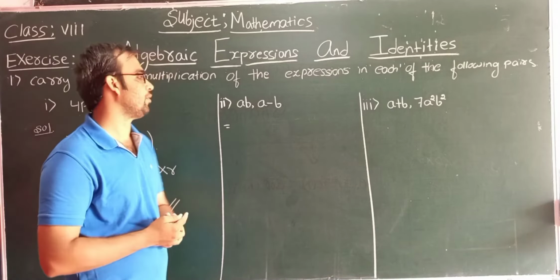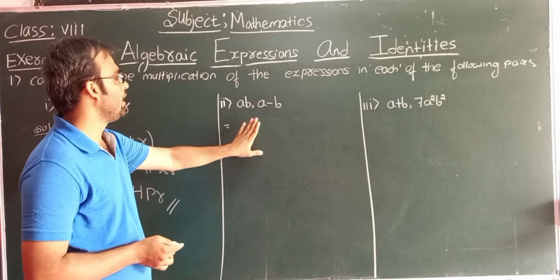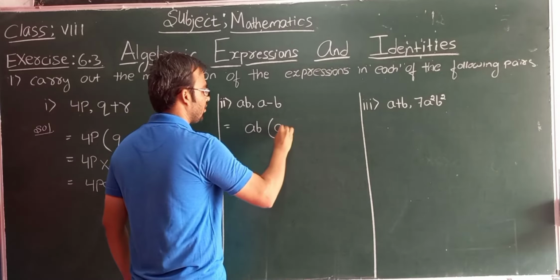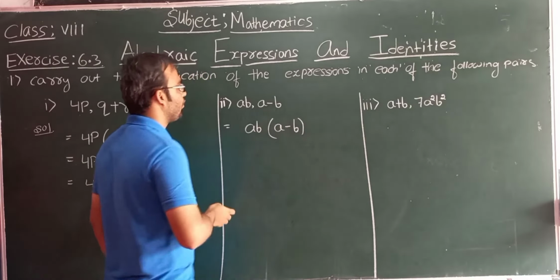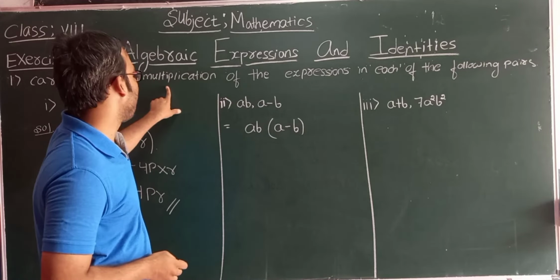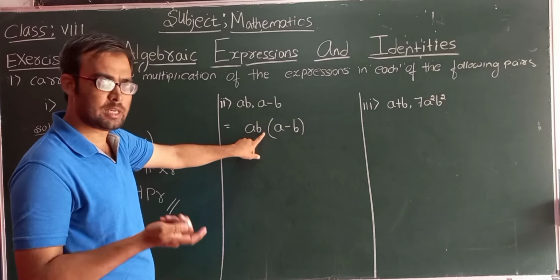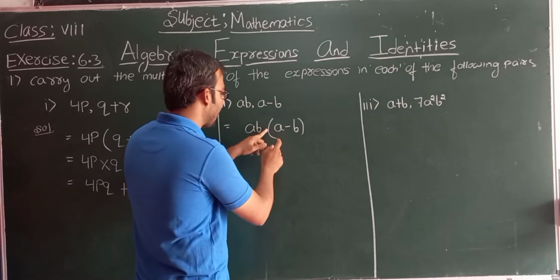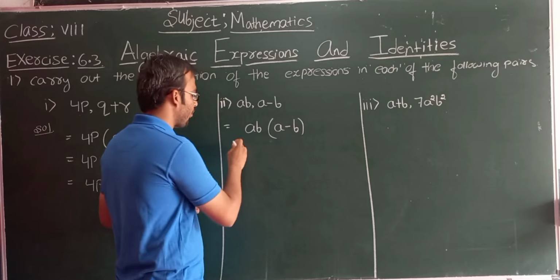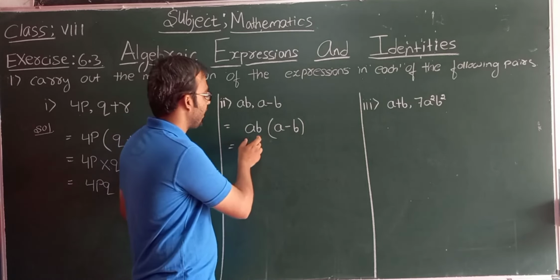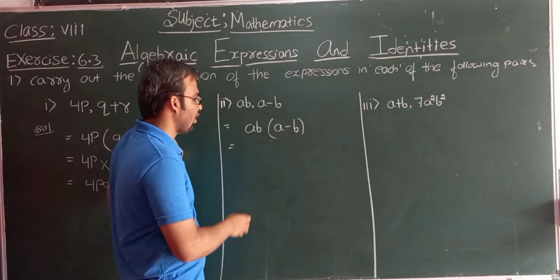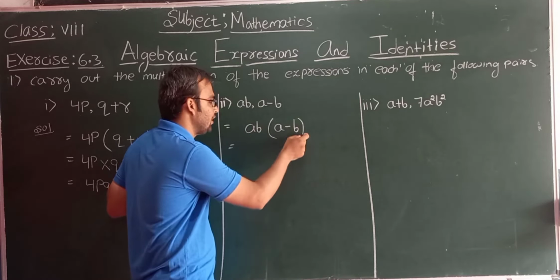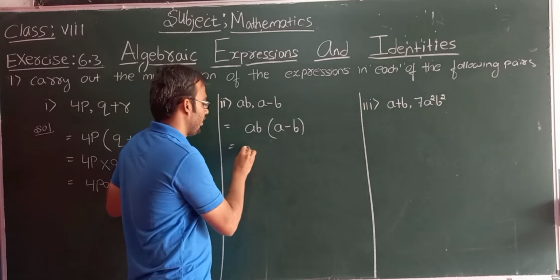Students, now let's see the second one. Here they have given a b, a minus b. So write it like this, with a bracket. Don't get confused: we need to find the multiplication, but the multiplication sign has not been written. You can write it, or as I have told you, this bracket indicates multiplication. Now students, here ab into a minus b. So we need to multiply this ab with a, next we need to multiply this ab with b.